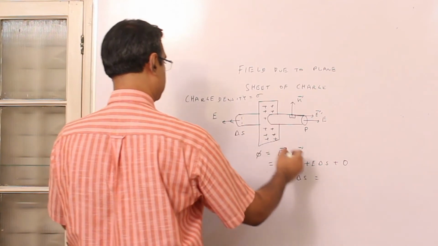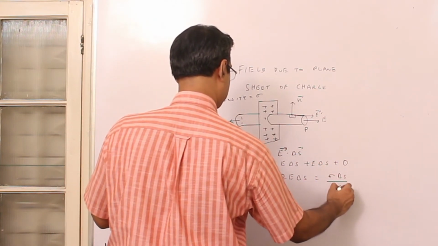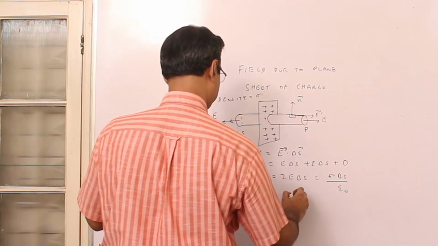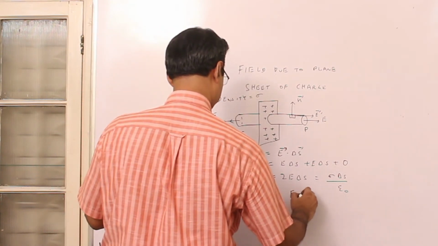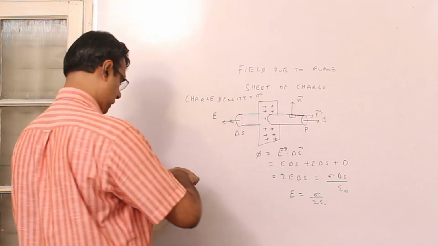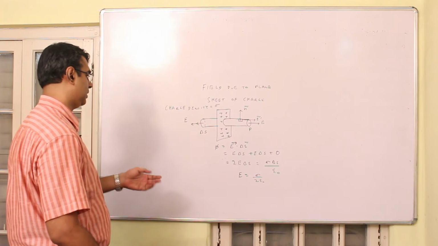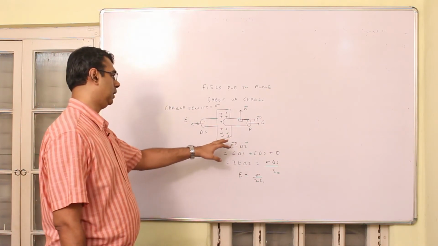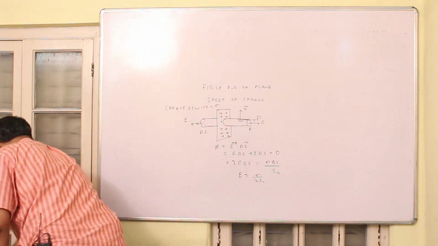Now the charge density is sigma. So sigma into delta S is the total charge inside this cylinder. That divided by epsilon naught should be equal to the flux. So from here we are getting E is equal to sigma by 2 epsilon naught. So this is the next application of Gauss's law: the field at a point near an infinite plane sheet of charge.